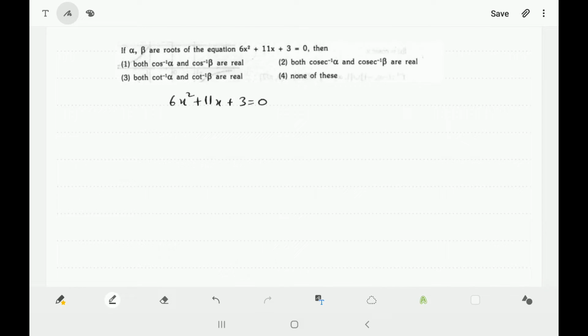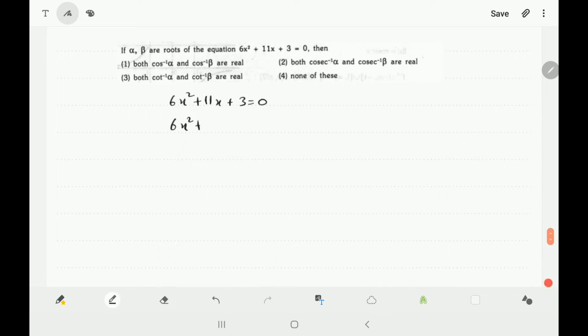If alpha and beta are roots of this equation, then we have to find whether cos inverse alpha and cos inverse beta are real, or cosecant inverse alpha and cosecant inverse beta are real, or cot inverse alpha and cot inverse beta are real. Okay, we have to find out from these three options, or if none of these options satisfy, then none of these will be the answer of this problem. Okay, so let's first try to find out alpha and beta.